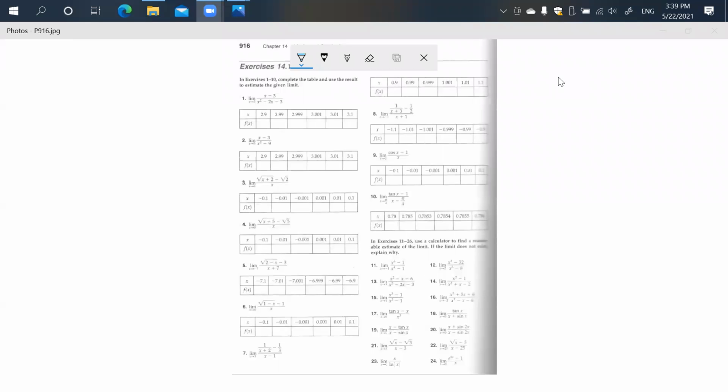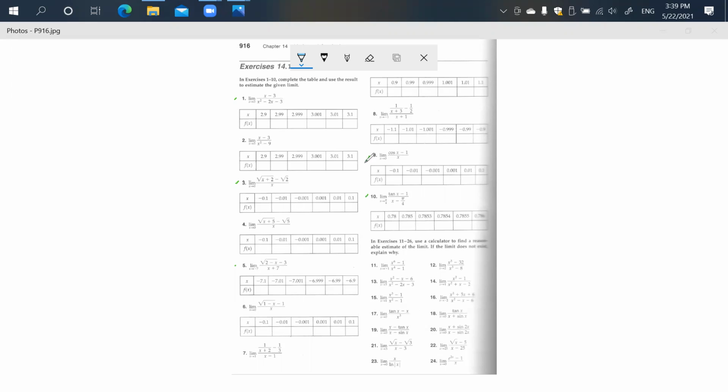Okay. Then this exercise, exercise 14.1. For questions 1 to 10, you don't need to do all, just do only the odd numbers, because when you do number 1, number 2 is similar. But 9 and 10, I want you to do also.